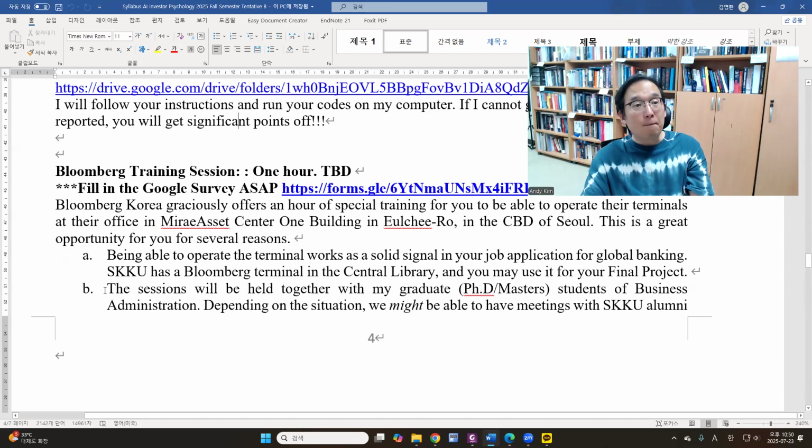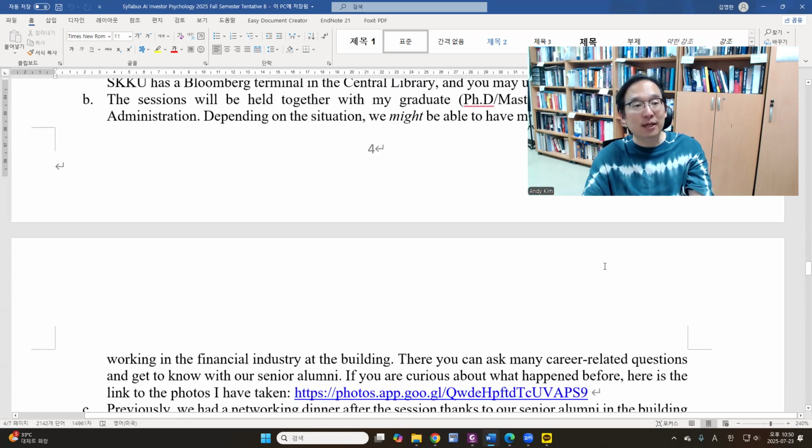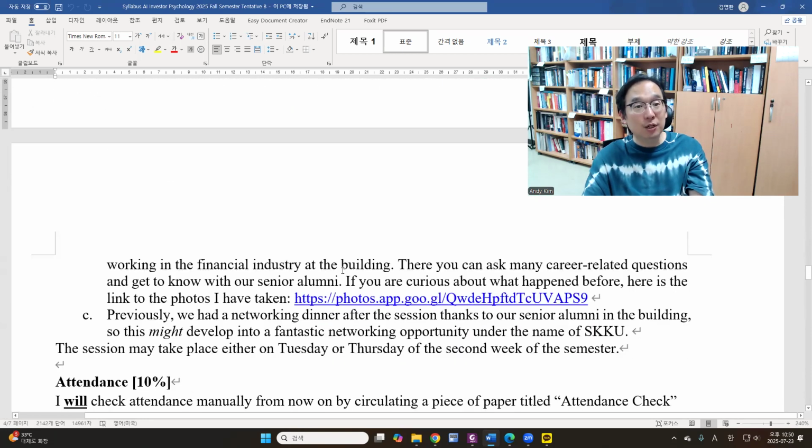Number two, the session will be held together with my graduate students of business administration. And depending on the situation, we might be able to arrange meetings with SKKU alumni working in the financial industry at the building. Meet us at the headquarters building. There you can ask many career-related questions and get to know our senior alumni.